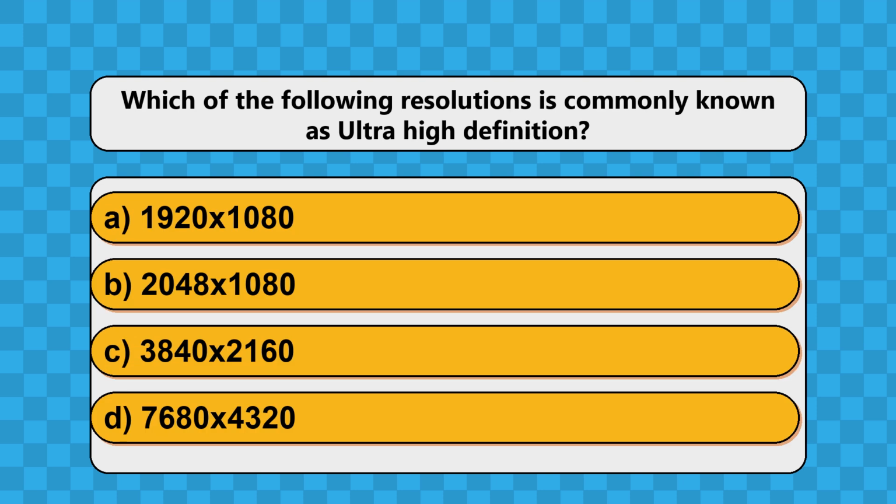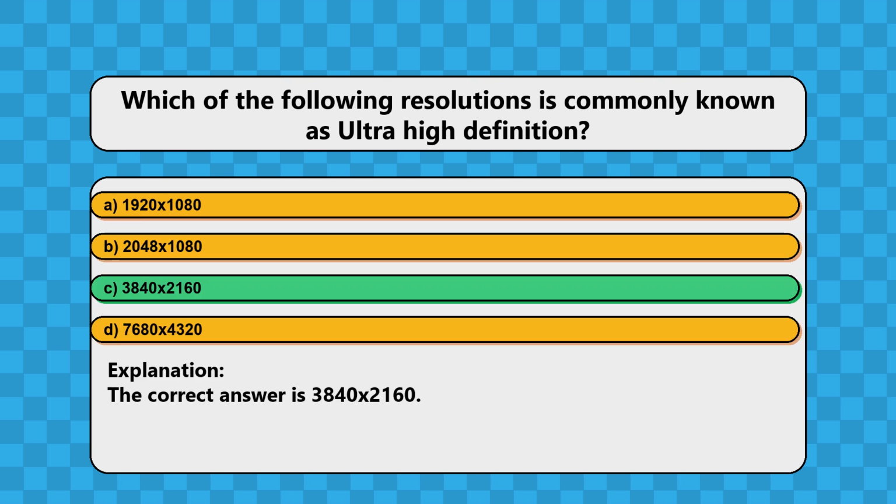Question 35. Which of the following resolutions is commonly known as ultra-high definition? Option A, 1920x1080. Option B, 2048x1080. Option C, 3840x2160. Option D, 7680x4320. The correct answer is option C, 3840x2160.